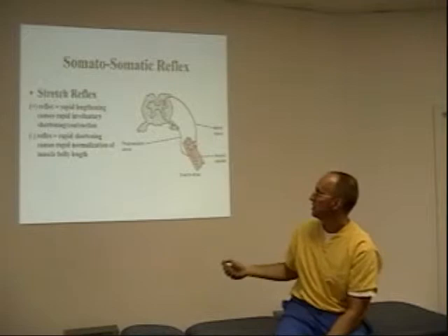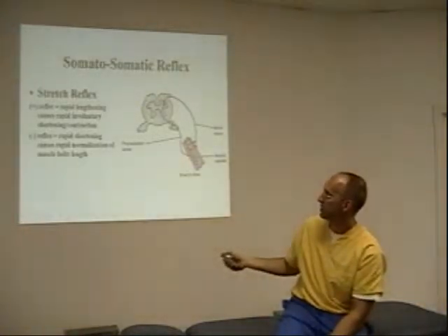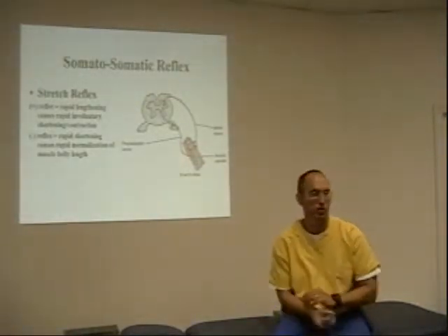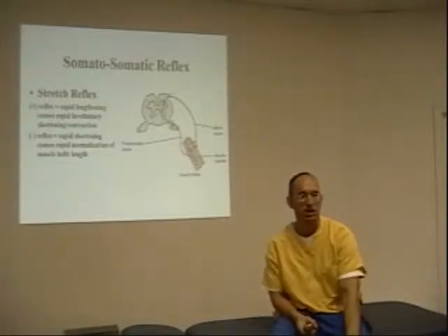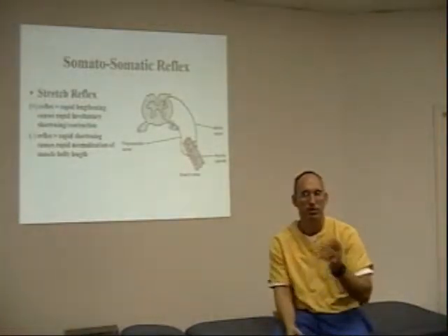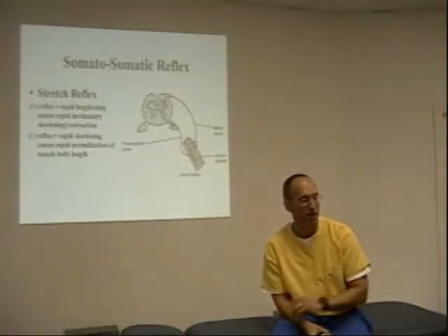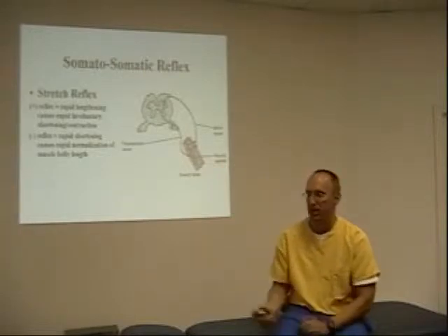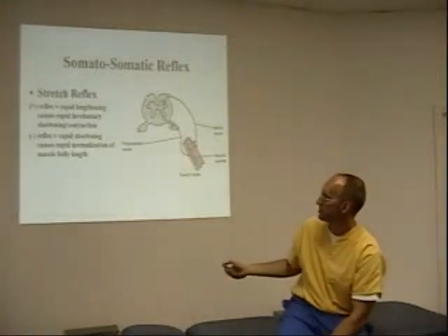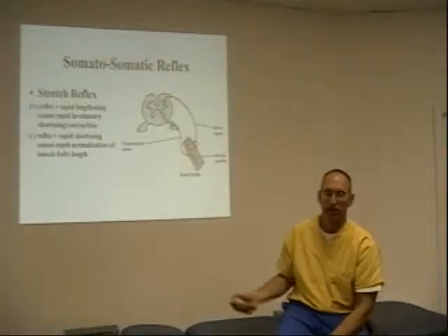Positive stretch reflex is where we have a rapid lengthening causing a rapid involuntary shortening or contraction. That's what we most typically see in a knee-jerk reflex or a bicipital reflex, something like that. It's called a positive stretch reflex. A negative stretch reflex, which is described in Guyton's medical physiology text, if you're interested in that kind of thing, is where rapid shortening causes a rapid normalization of muscle belly length.